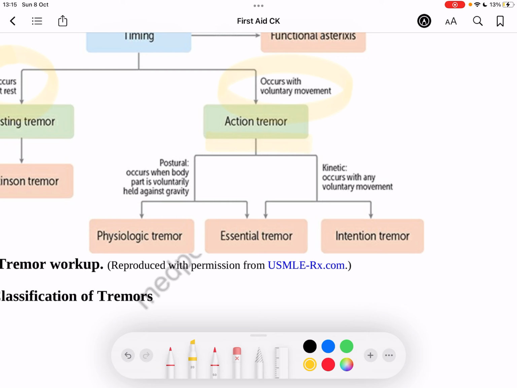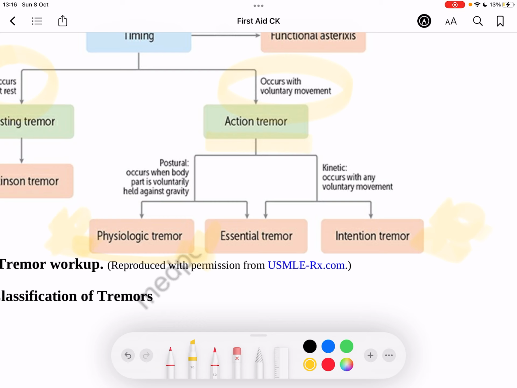We have physiological tremors, essential tremors, and intention tremors. We're going to be discussing them separately. Physiological tremors are tremors associated with an increase in the sympathetic nervous system. So all of you watching this will have had a physiological tremor at some point. Maybe you got really scared before an exam, maybe you drank too much coffee, or even patients who have hyperthyroidism or pheochromocytoma, they're going to have a physiological tremor.